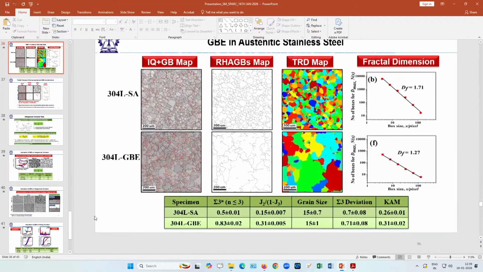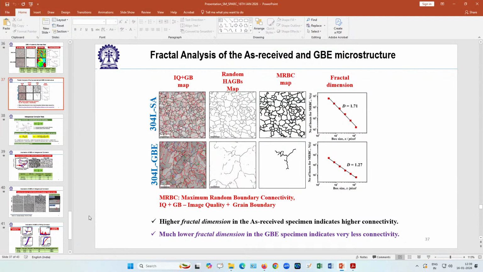Here, yeah. So from the random boundary map, we just extract the maximum boundary length, which is continuously connected, and based on that we apply some box algorithm. So based on the box algorithm, we found out what is the fractal dimension. So it does not consider the nature of the crack at all, it only considers the boundary connectivity.